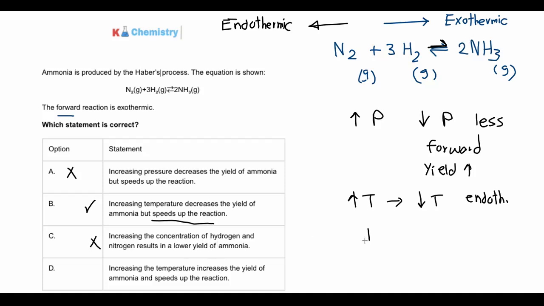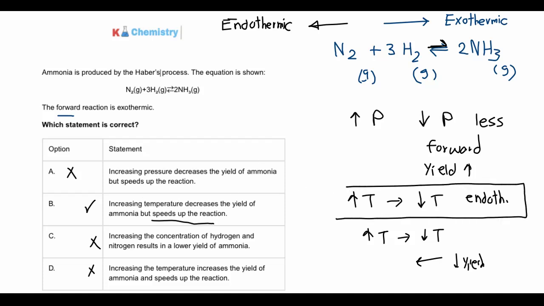Increasing the temperature, the system will try to decrease the temperature. So the system will try to move to the endothermic, which is backward. So it decreases the yield of the ammonia, not increasing it. So that's wrong. So the only one is that when you increase the temperature, the system tries to decrease the temperature, so it moves to the endothermic, and this decreases the yield, meaning yes, it's correct, it decreases the yield, but it increases the rate of the reaction.